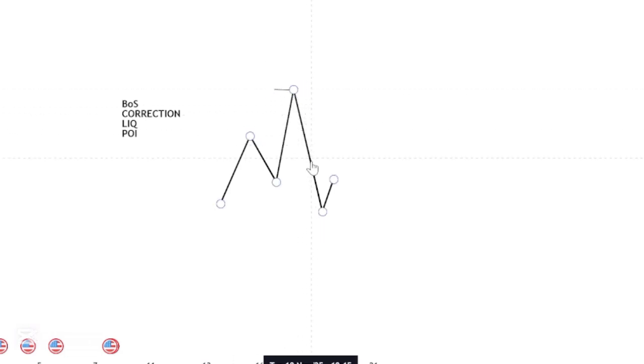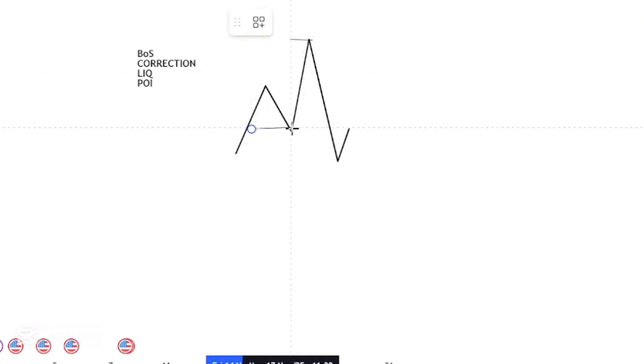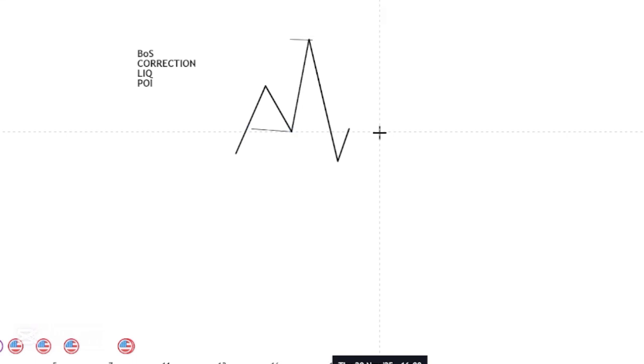Now, price is correcting. The question is, at what point will this correction get to before we take our buy? For this correction to be valid, it must do what? It must clear a liquidity. Liquidity must be cleared. Liquidity is a must. So now, if price is coming down and you see this kind of move happening, your liquidity is somewhere here.